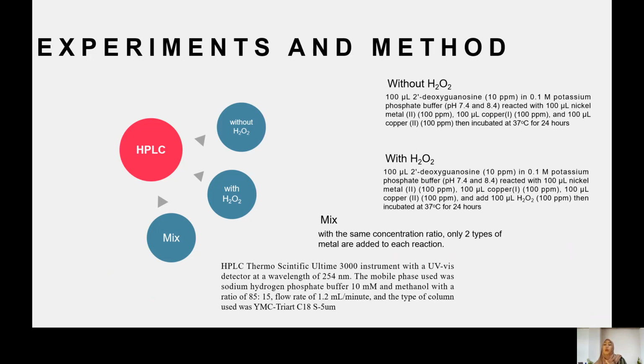And then with hydrogen peroxide, 100 microliter 2-deoxyguanosine concentration 10 ppm in 0.1 molar potassium phosphate buffer pH 7.4 and 8.4 reacted with 100 microliter nickel metal 2 concentration 100 ppm or 100 microliter copper 1 concentration 100 ppm or 100 microliter copper 2 concentration 100 ppm and add 100 microliter hydrogen peroxide concentration 100 ppm, then incubate at 37 degrees Celsius for 24 hours.